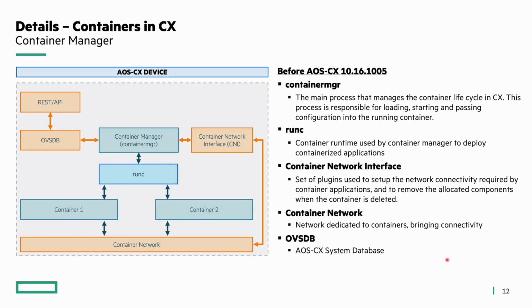So let's move on now with the details. Before AOS-CX 10.16.1005, as you already know, we have three main components. We have the process called container manager, which is the main process that manages the container lifecycle in CX. We have runC, which is a container runtime used by container manager to deploy containerized applications. And we have the container network interface, which is a set of plugins used to set up the network connectivity required by container applications. Aside from that, we also have the container network, which is a network dedicated to containers and bringing them connectivity. And obviously, we have the OVSDB, which is the AOS-CX system database.